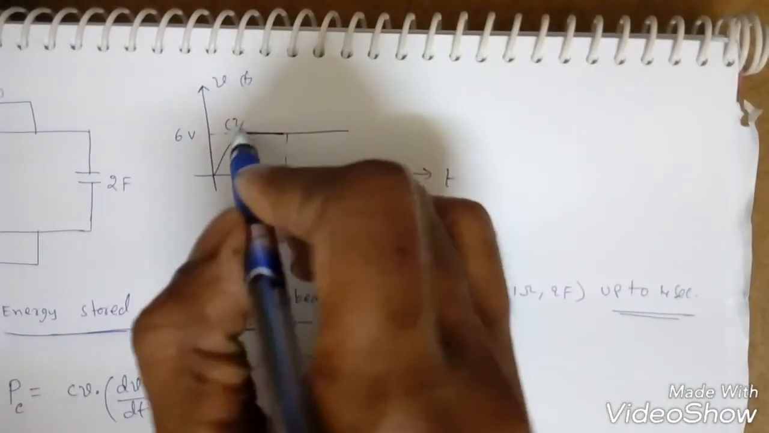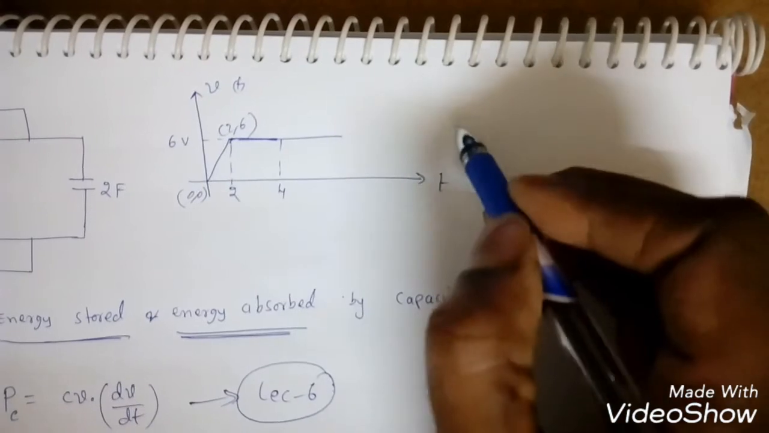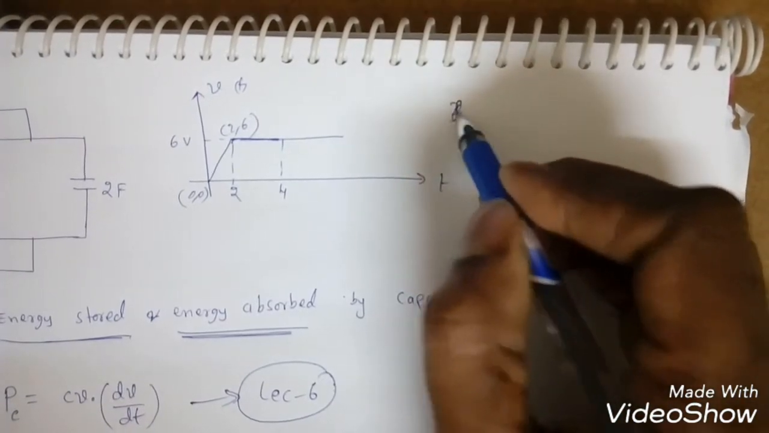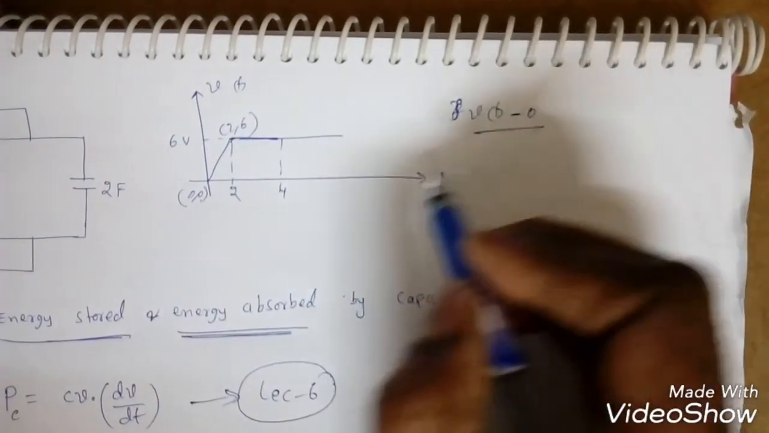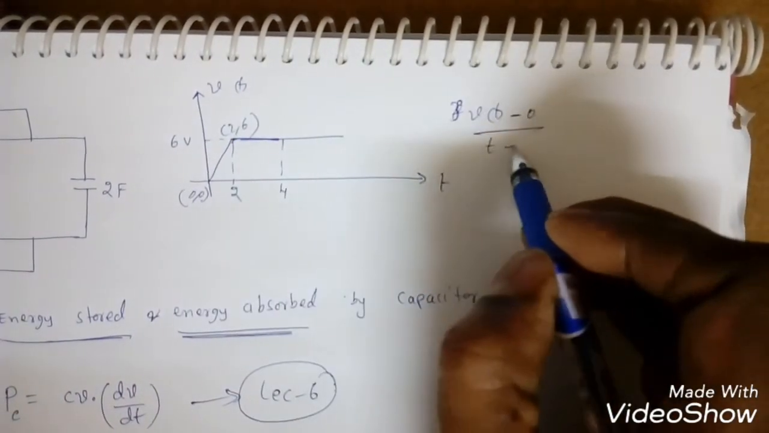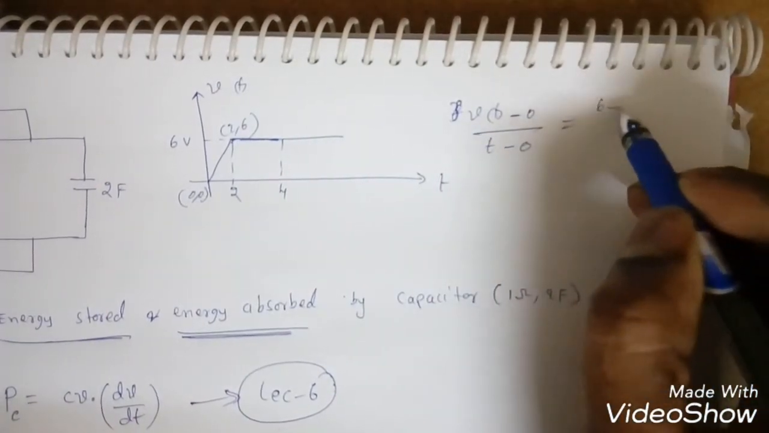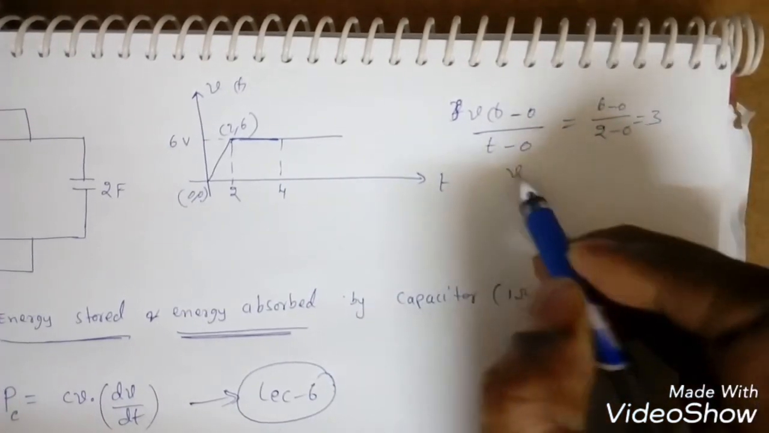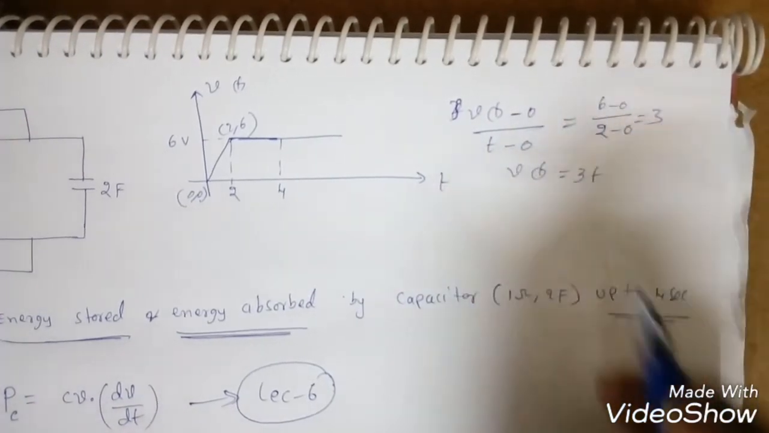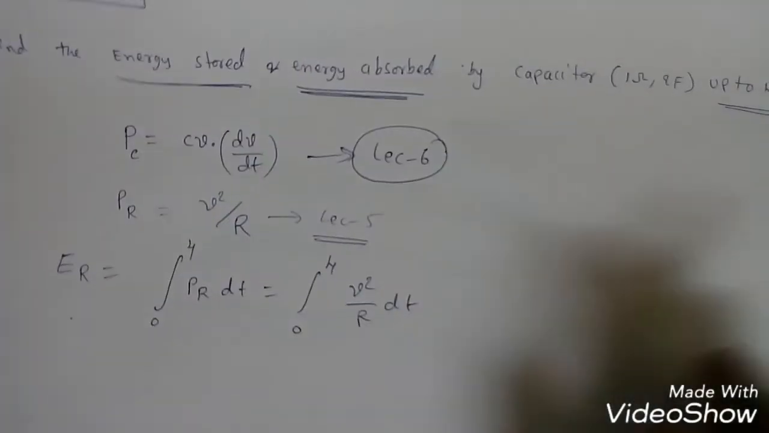Now we can find it from the points (2, 6) and (0, 0), using the same formula, y minus y1. v of t minus y1 is equal to (y2 minus y1) by (x2 minus x1) times (t minus x1). Here x1 and y1 are 0, so 6 minus 0 by 2 minus 0 is 3. So what is v of t? It's nothing but 3t. That equation we will substitute here.